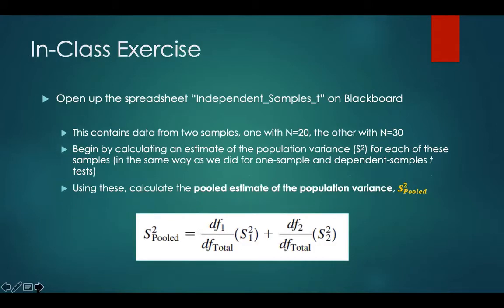So I want you to open up the spreadsheet independent samples t-test on Blackboard or Canvas. This contains data from two samples, one with a sample size of 20 and the other with a sample size of 30.